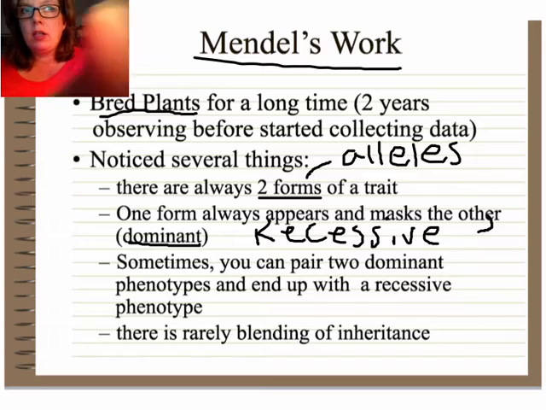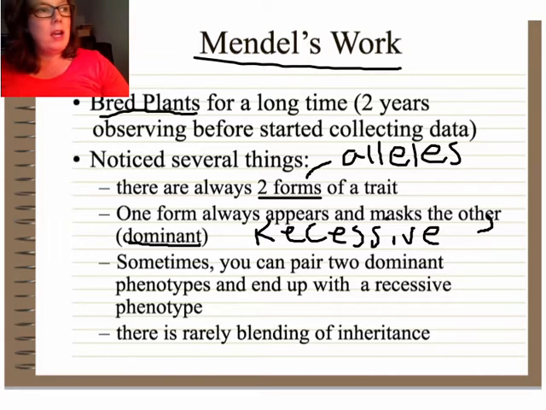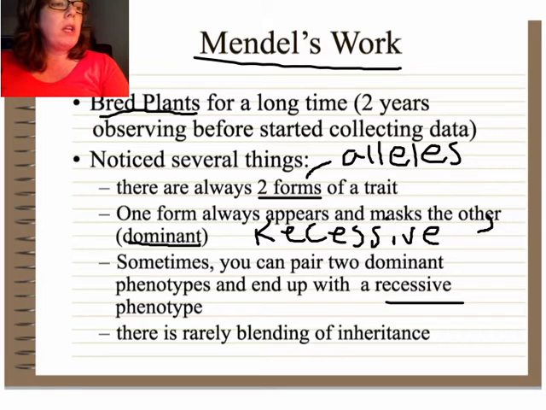As I'm writing, this is shaking a little bit, but you get the idea. The recessive trait is the one that was covered up by the dominant trait. He figured out sometimes you cross two dominants and end up with a recessive showing up for some reason in the offspring, which are the kids from the cross. And he also noticed you didn't really get a blending of inheritance.